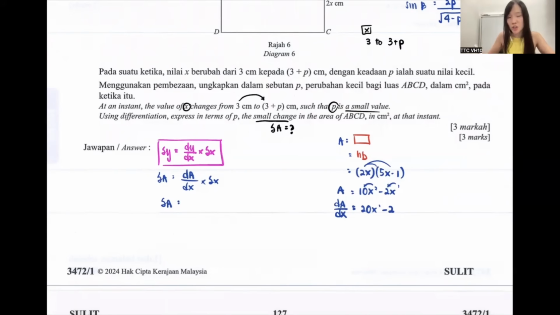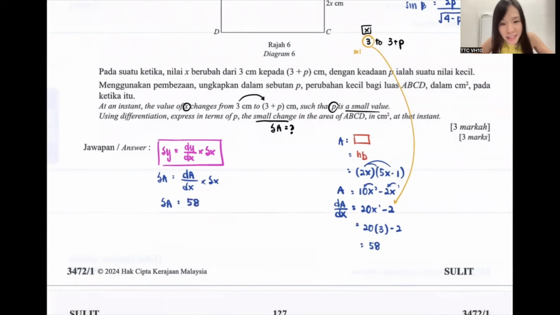Whenever after you guys differentiate, you are allowed to sub the x value inside. And what kind of x value you guys sub inside? You guys already know. The x from 3 changed to 3 plus p. Which one is the original one? 3. So what you guys will do? You guys will always sub the original x inside the dA dx. So therefore, the x I sub 3. So just like that, 60 minus 2, I guess getting, oh, dA dx is 58.